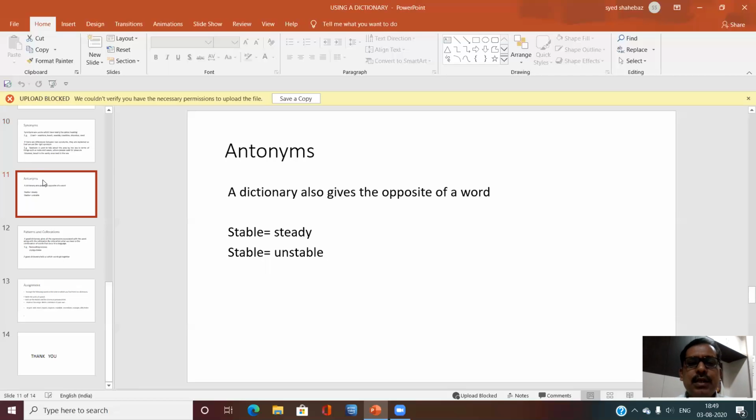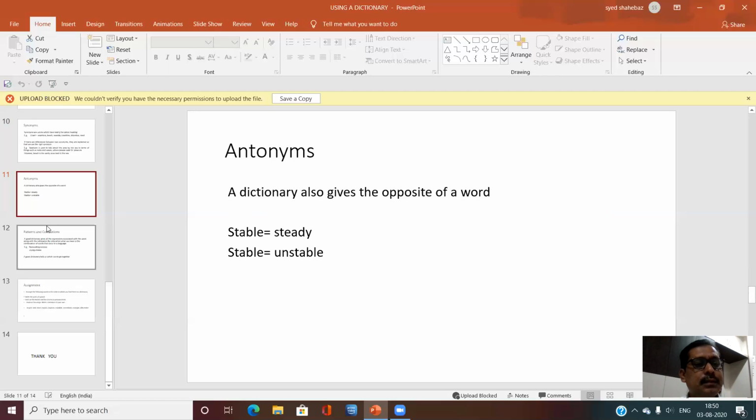Next, antonyms. A dictionary also gives the opposite of a word, that is called an antonym. Opposite word. For example, stable means steady, that is the synonym. Stable's opposite word is unstable. So by using prefixes also, un is a prefix, we can change the words into antonyms. That is the beauty. So a good dictionary provides antonyms also.